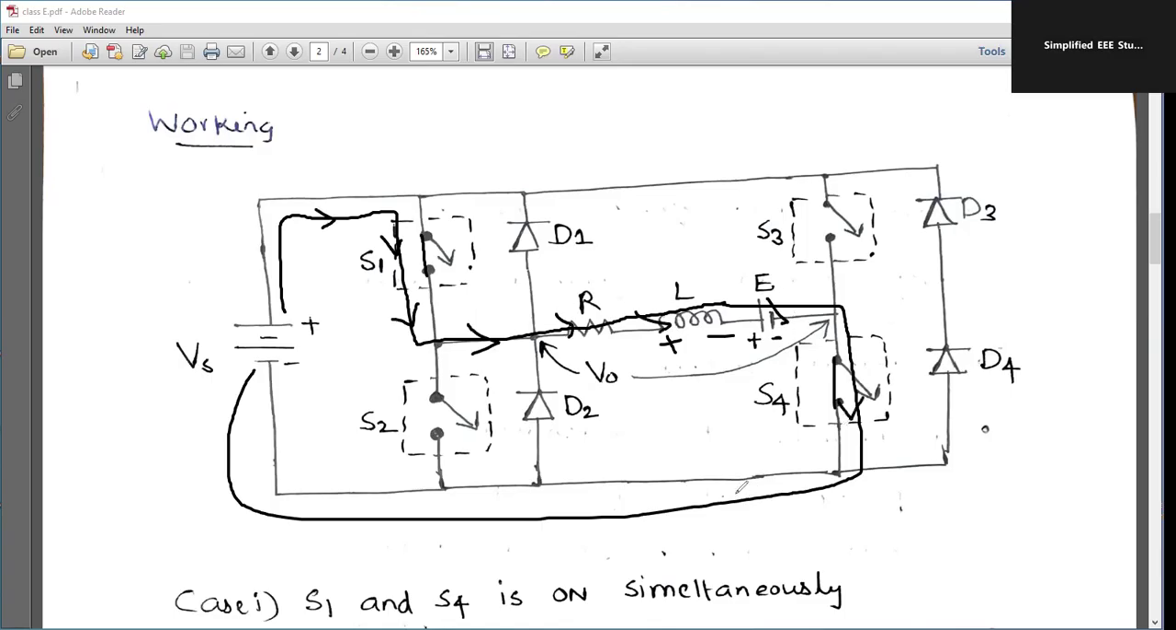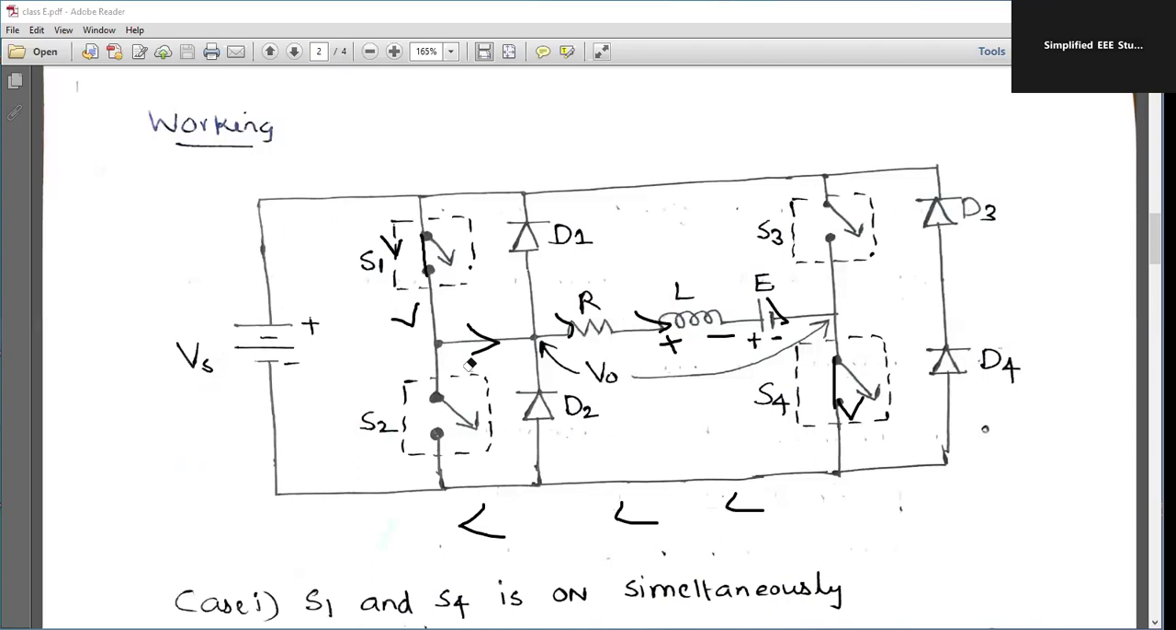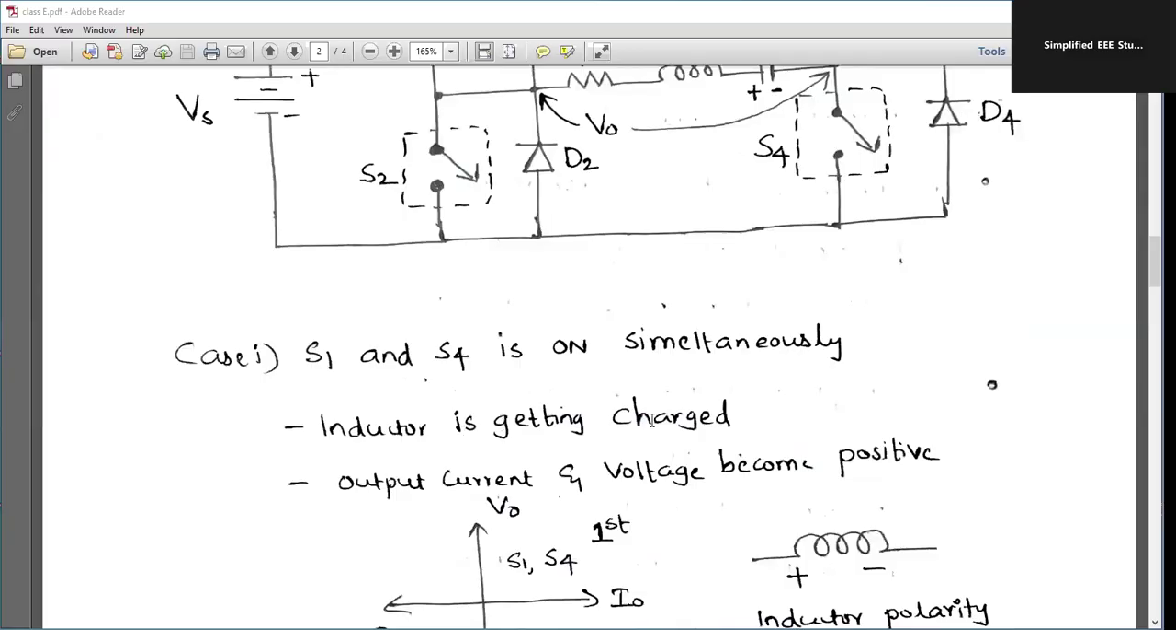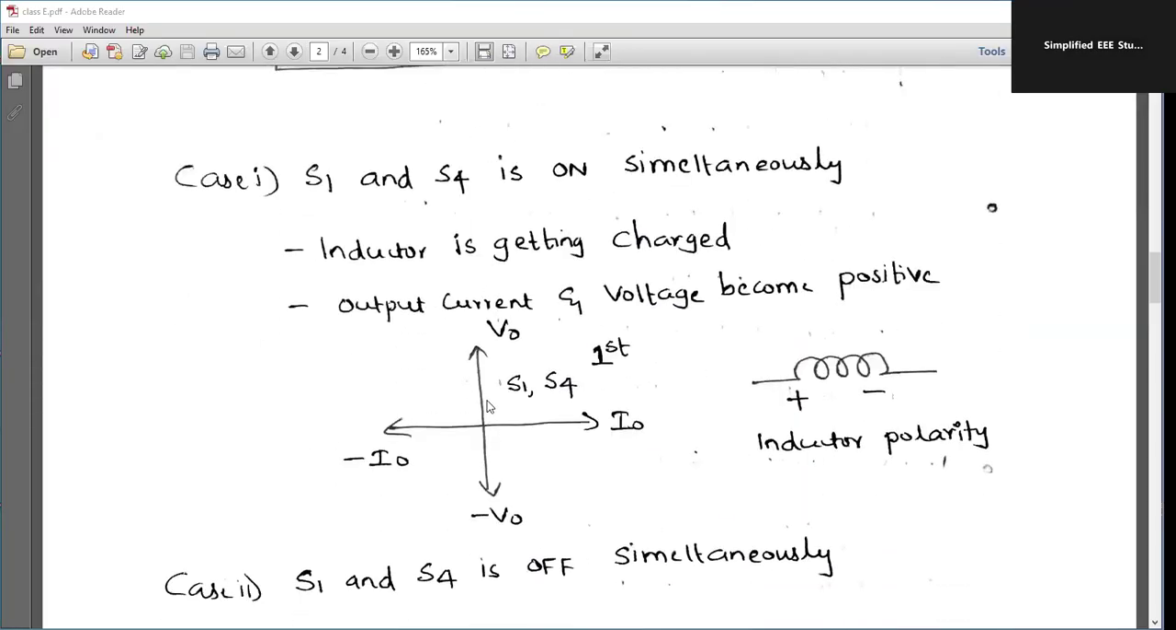It is pretty clear that both the output current and voltage are in the same direction. Moreover, both are in the positive direction only. So V naught and I naught will be positive, correct? Therefore, we can categorize this particular operation into the first quadrant. Voltage and current will be positive. The peculiarity is that the inductor is getting charged. It will keep on charging, and finally it will store energy in the magnetic field. So the inductor is getting charged, and the output current and voltage are positive. Therefore, we can mark this operation in the first quadrant.